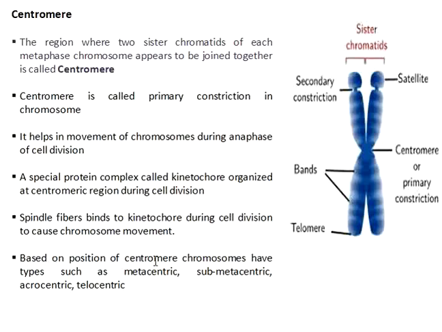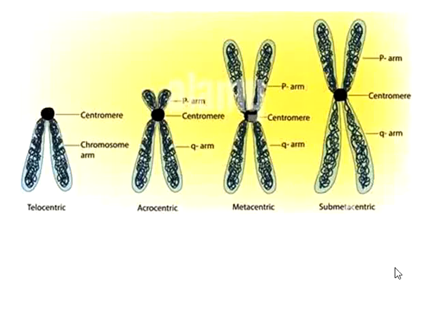Based on the position of this centromere, we classify chromosomes into various types such as metacentric, submetacentric, acrocentric, and telocentric. So these are the various types of chromosome based on the position of the centromere. For example, here we can clearly observe the various types of chromosome based on the position of the centromere. Whenever the centromere is located exactly in the center of the chromosome, we call it a metacentric chromosome, in which both arms are similar. The P arm and Q arm are similar.